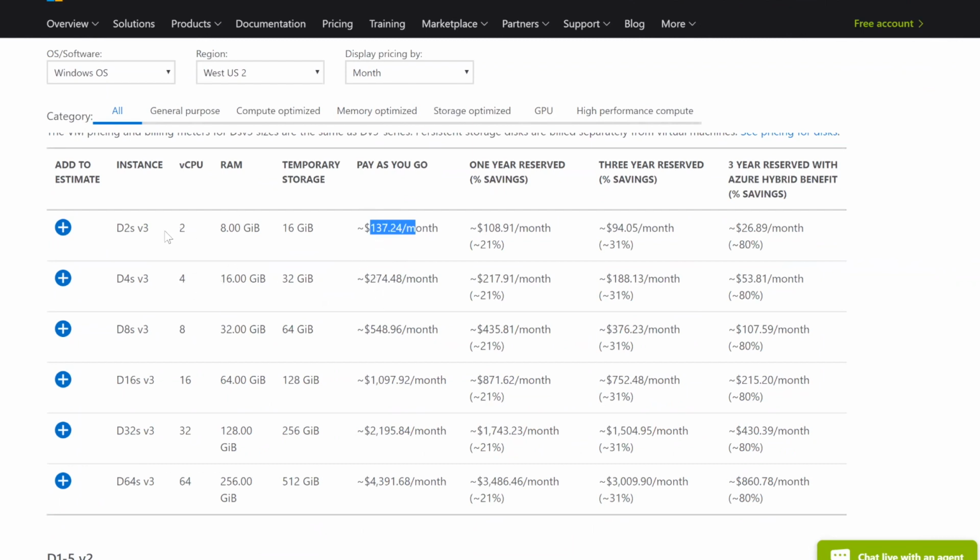Okay, so for instance, as we go from a D2 to a D4, we're doubling the number of CPUs, and we are roughly doubling, or in this case, exactly doubling the cost. And as we go from a 4 to 8, we're also, again, doubling the cost. So this is true for most series and most VMs in Azure. The cost is proportional to CPU. The RAM is proportional to CPU. So it's a nice unit to keep in mind that kind of unifies everything.